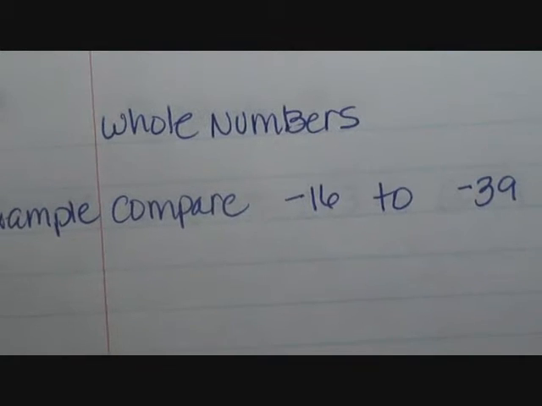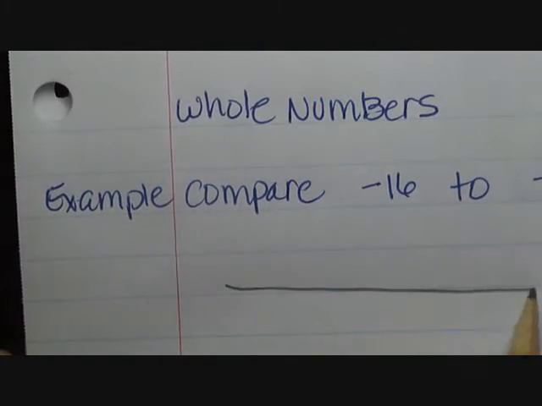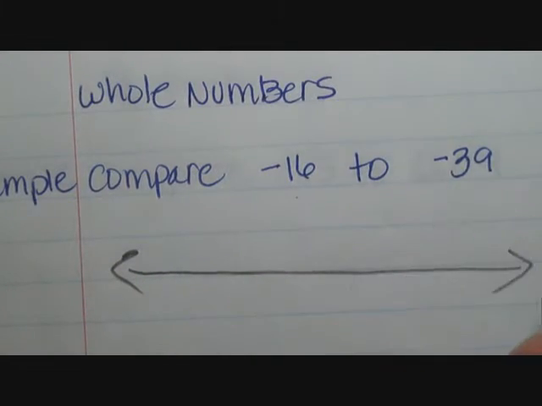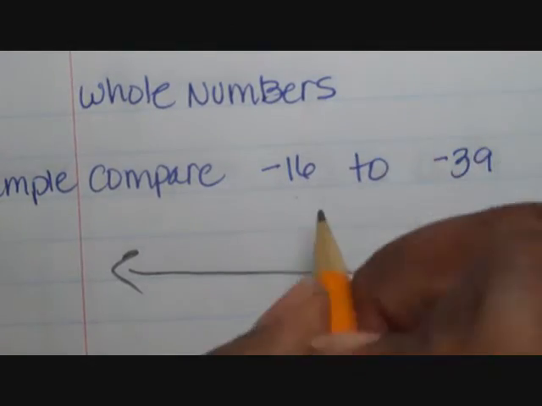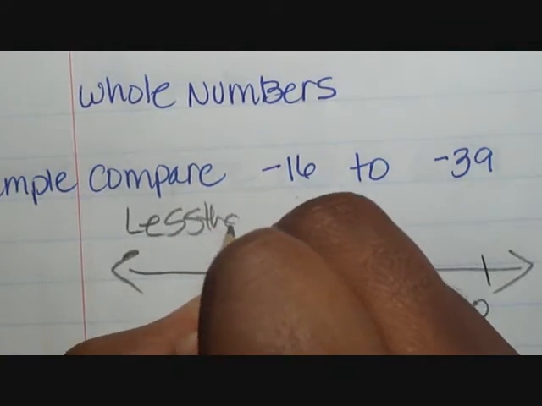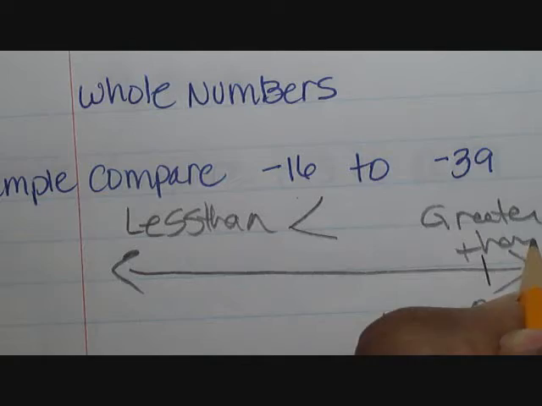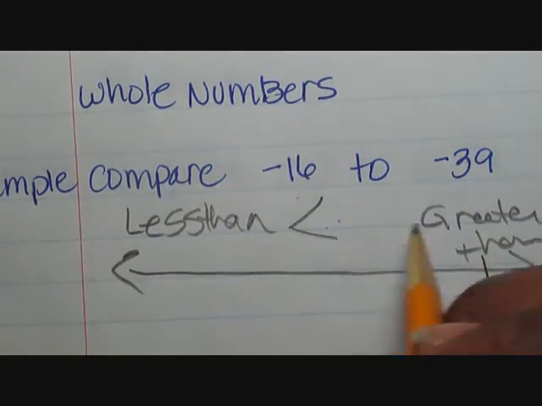Now the next one is whole numbers. The only way we can really compare whole numbers is using the strategy of the number line. In my example, I have two negative numbers. Again, I'm going to start with 0 because all of my numbers are negative. I can go ahead and put this. I know that these are less than, these are greater than. Okay, and there's my symbol. All of the numbers over here are less than all of the numbers over here.